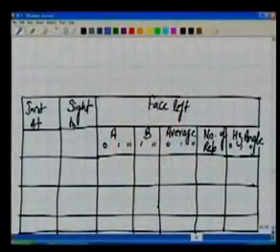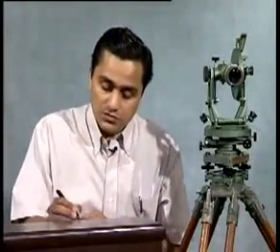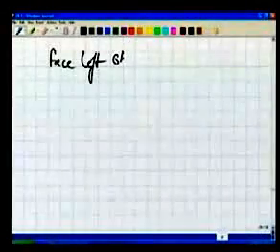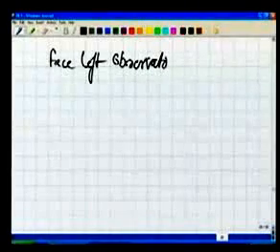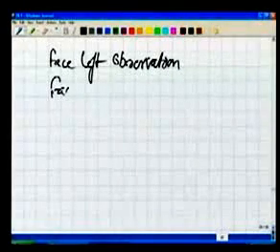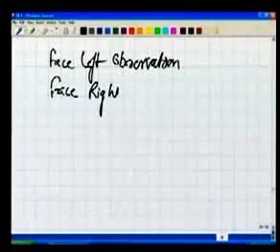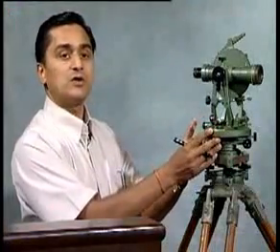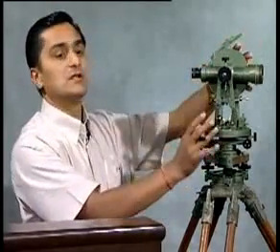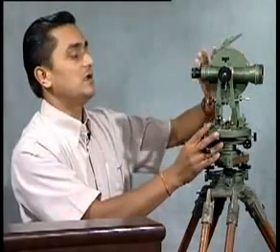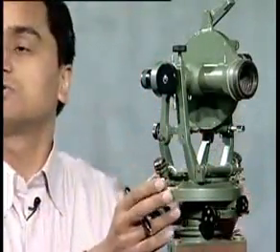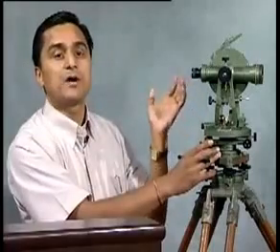And before the table, I would like to give you two more definitions. The definition number one is face left observations, and the second is face right. What are these terms? For me, I'm here right now. That's the vertical circle. We know this is the vertical circle. If this vertical circle is on my left, all the observations which I'm taking are called face left observations.